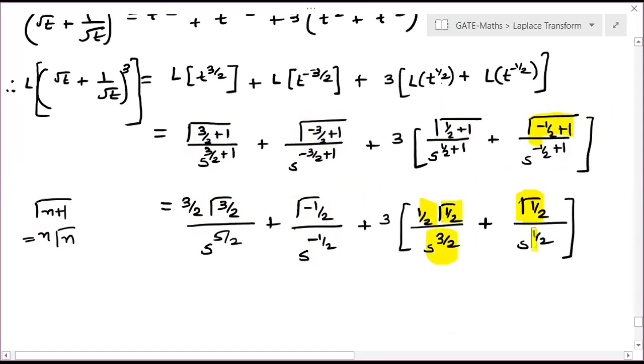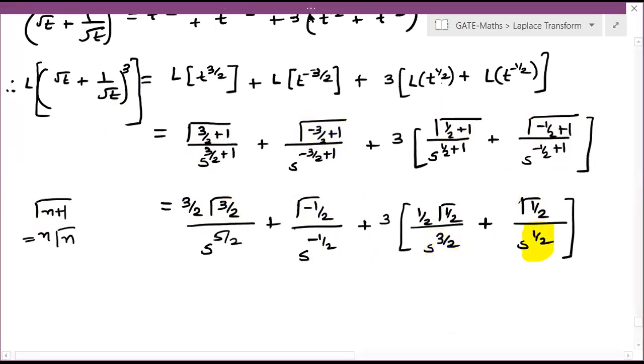Okay, it is s to the power 3 by 2, s to the power half. Okay. So is it clear now? Shall we move forward?